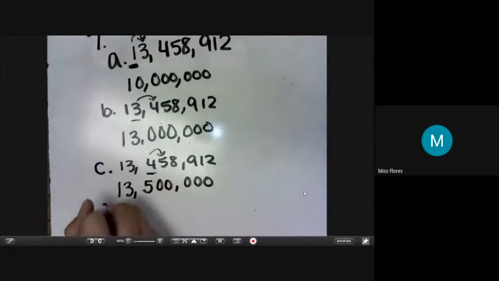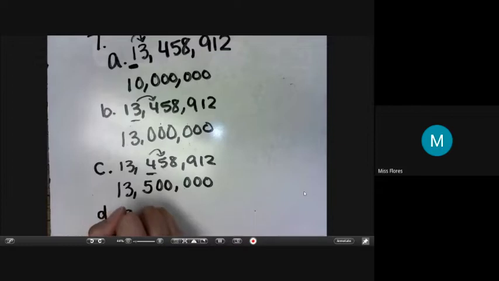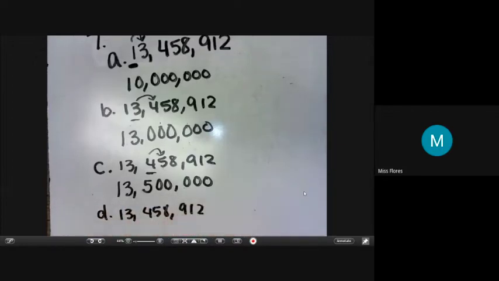And lastly, D, it says to round to the nearest 10,000, okay? 10,000. So we're looking at the 5. So that means we need to look at the 8, and we see that 8 is above 5. So 5 is going to get rounded up to 6. So we bring down the 1 and the 3, 4, 6, and everything else gets a 0.